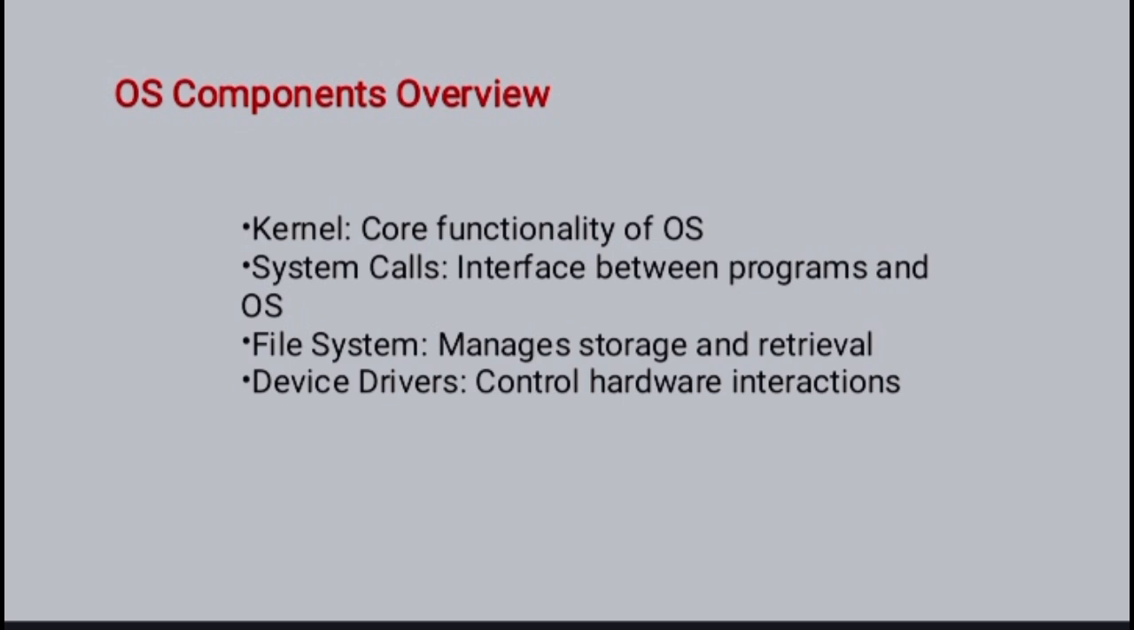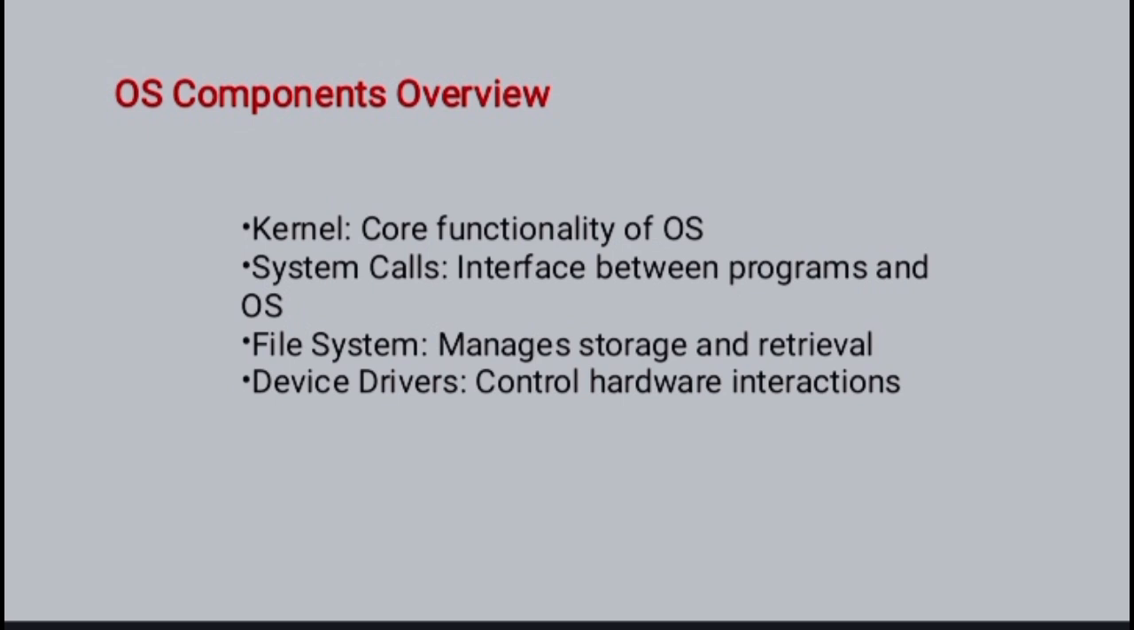This slide describes some important components of an operating system. First one, kernel. This is the heart of the OS. It is the core responsible for the most fundamental operations like managing CPU, memory, and hardware interaction. Think of it as the brain of the OS.